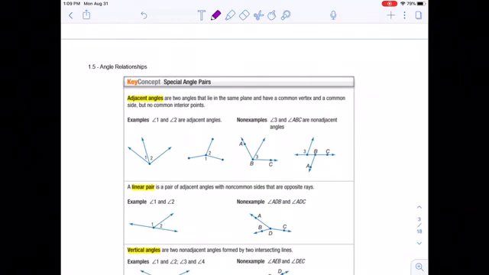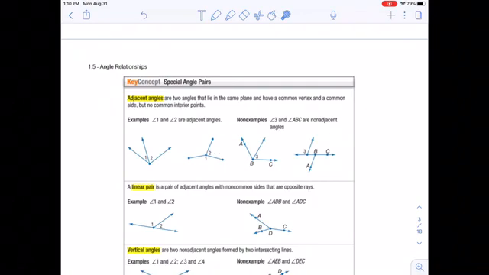Our first term is adjacent angles. Two adjacent angles lie in the same plane and have a common vertex and a common side, but no common interior points. So for example, these first two, angle 1 and angle 2, share a vertex, they share a side, but they don't have any common interior points inside of them. Same thing with this next one. Angle 1 and 2 share a vertex, share this side, but they have no common interior points.